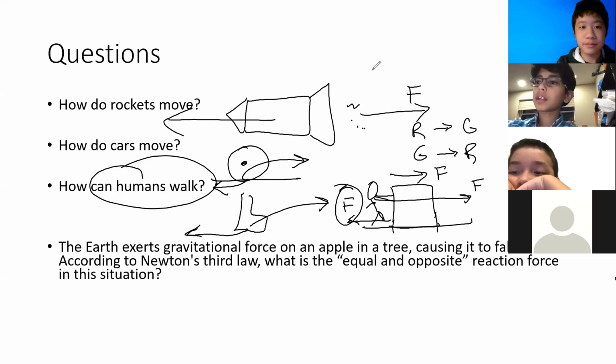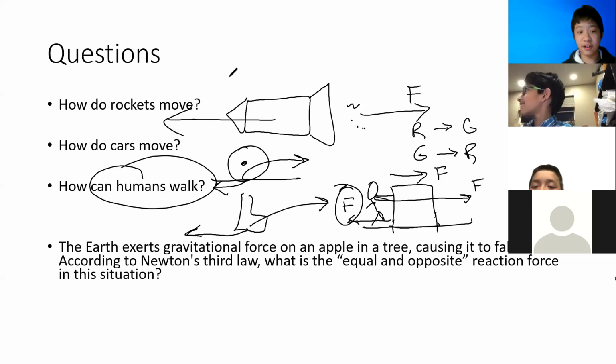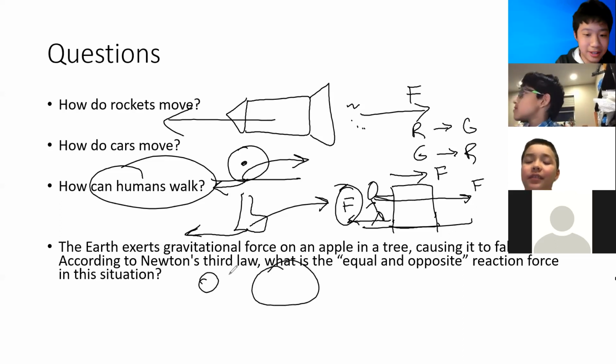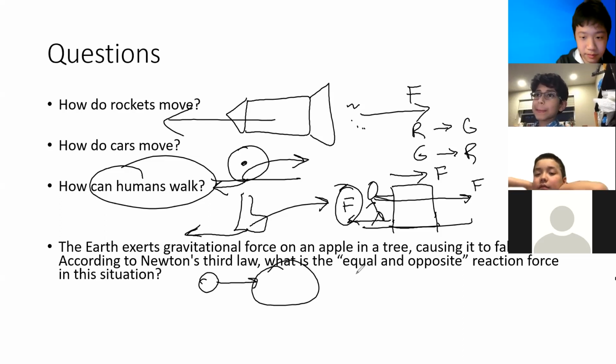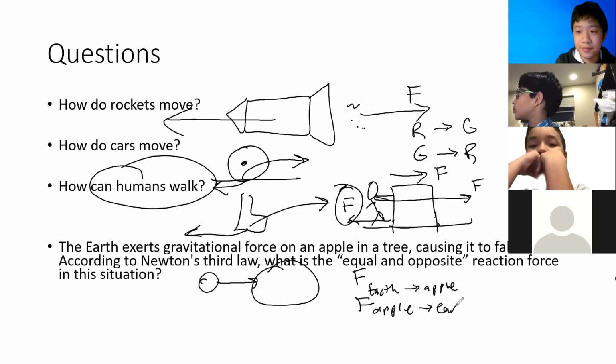Yeah, thanks. Okay, so the last one is actually a really common problem. The earth exerts a gravitational force on an apple in a tree, causing it to fall. So what is the equal and opposite reaction force in this situation? Well, if I draw an apple and an earth, not to scale, the earth is going to pull on the apple this way. This is the force of earth on the apple. Well, according to Newton's third law, the apple will pull on the earth.